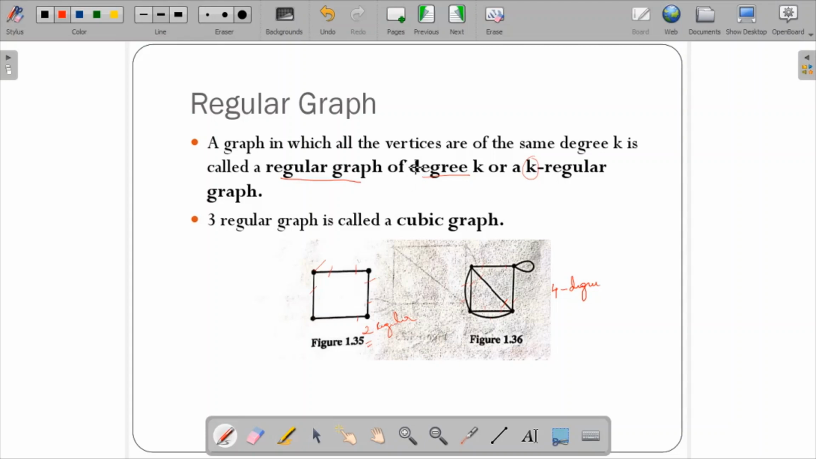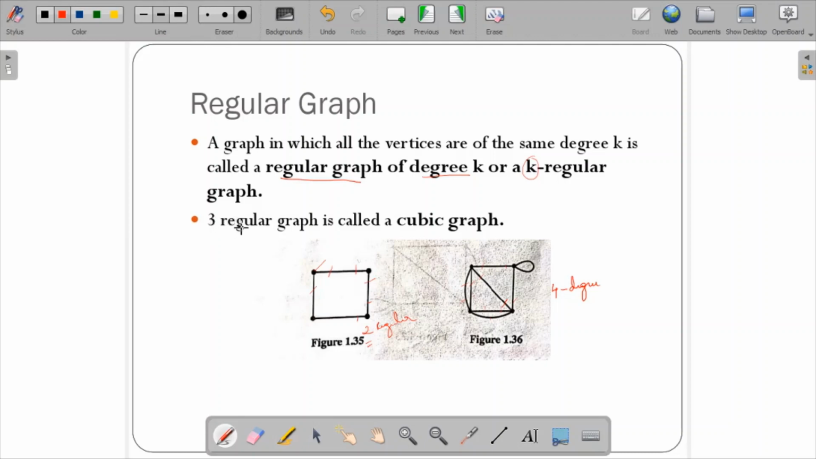So that may be 1 degree, 2 degree, 3 degree or 4 degree. Based on that you will call it a 2 regular graph if it is 2 degrees, a 3 regular graph if it is 3 degrees, and if it is 4 degrees we call it a 4 degree regular graph. So this is the definition of the regular graph.